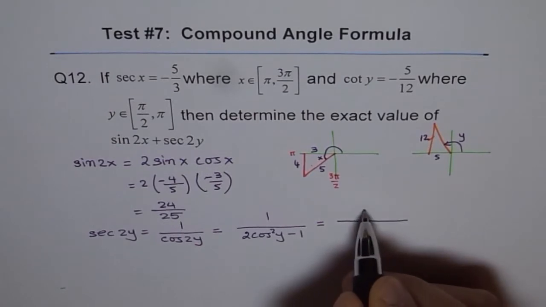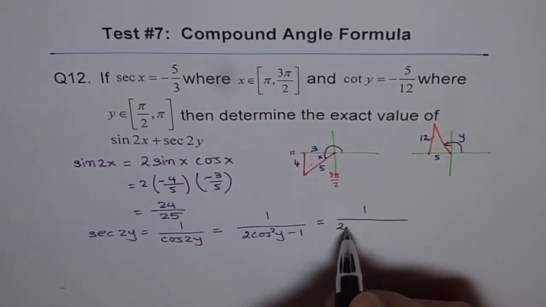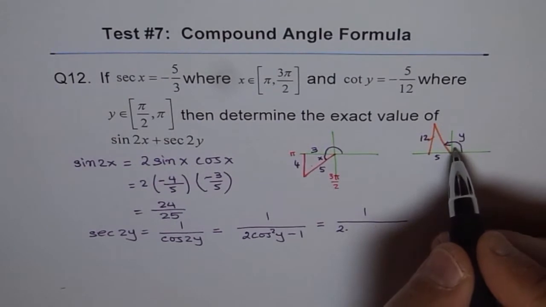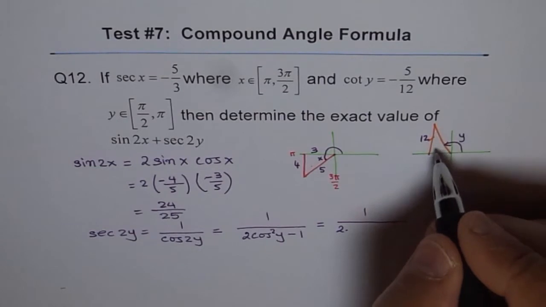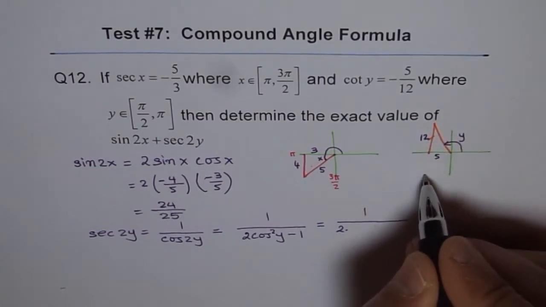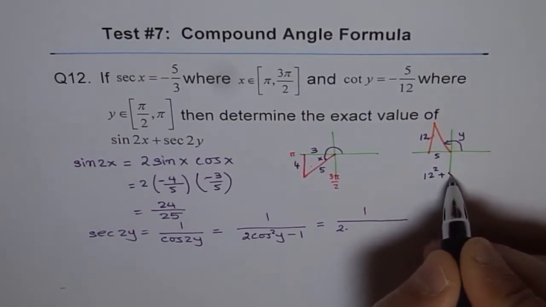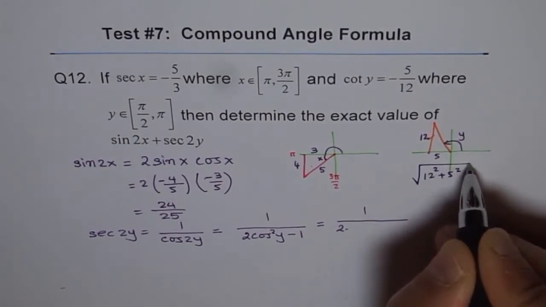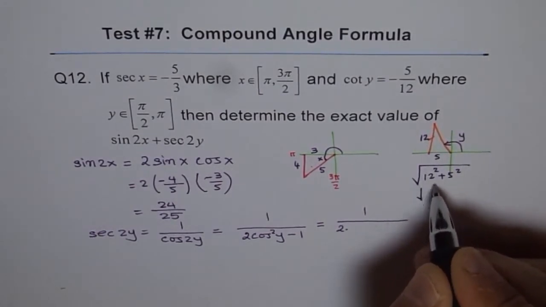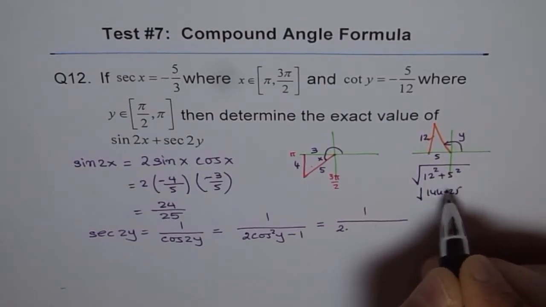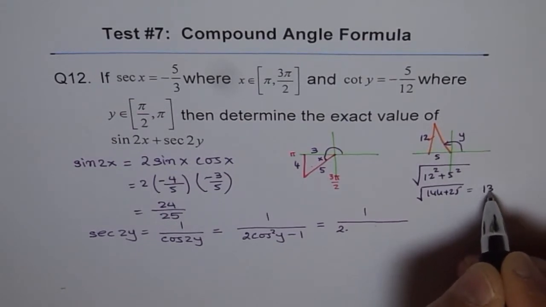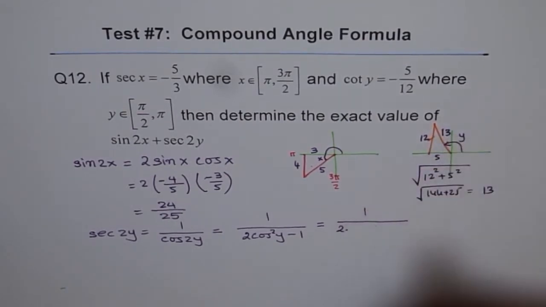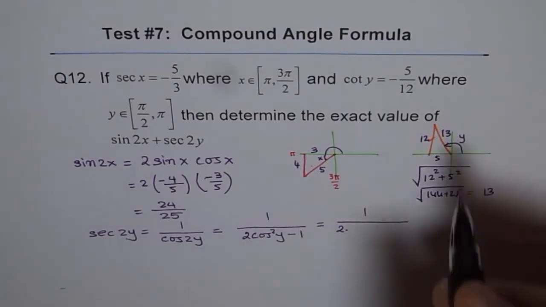So we can get 1 over 2 times, what is cos square y? So what is cos y? Let's figure out. We need to find the hypotenuse, and that should be the square root of 12 square plus 5 square, right? So let me write that. Which is equal to the square root of 144 plus 25, which is 169, and that gives us 13, right? So this side is 13 for us. The square root of 169 is 13. So we get 13 as our side, right?